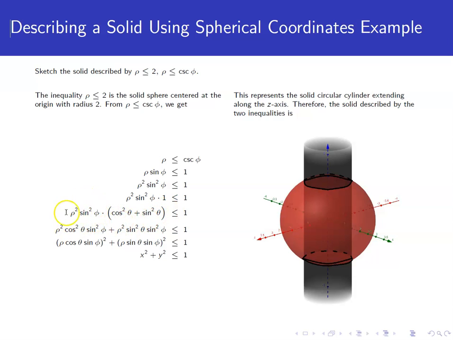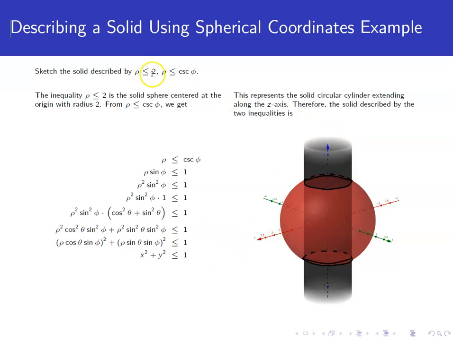So I needed to have a square on both my rho and my sine of phi, so I could pull out a square here towards the end. So then distribute and pull out the square. We get rho cosine theta sine phi, squared, and then rho sine theta sine phi, squared, added together. And now we recognize these expressions inside the parentheses as x and y respectively. So we get x squared plus y squared is less than or equal to 1, which is the cylinder, this gray cylinder that we see here.